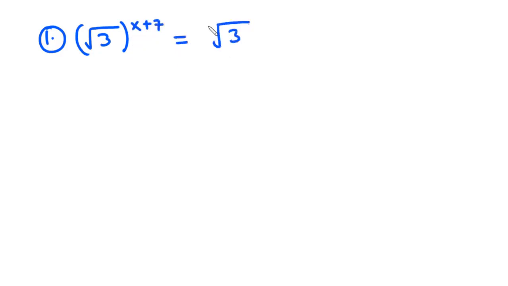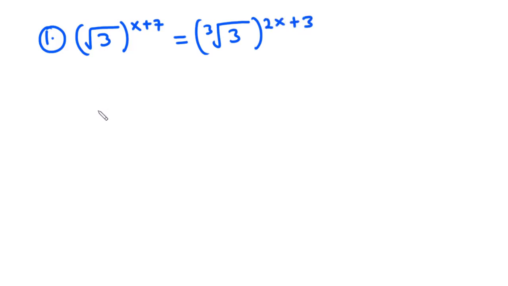Okay, so now let's tackle the questions. So for question number 1, we have the square root of 3 exponent x plus 7 equals the cube root of 3 exponent 2x plus 3. So this is what we have.